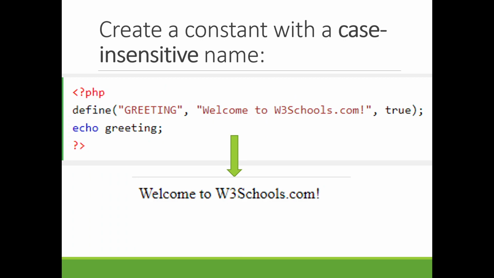Okay, so here we look at an example of how to make a constant name case insensitive. So we define greeting, but at the end we add the true parameter. So when we do that, we can use greeting in small letters, and it will still output this on the screen.